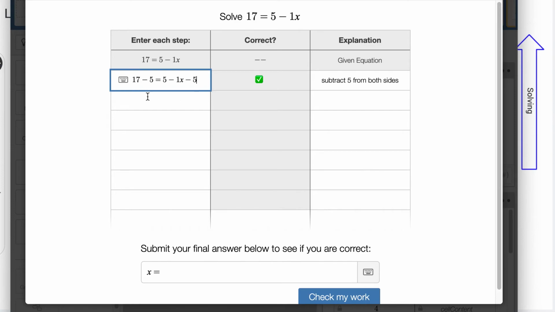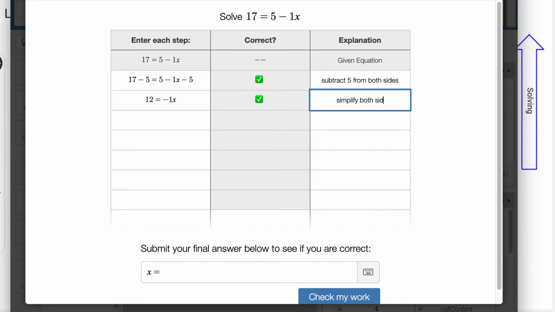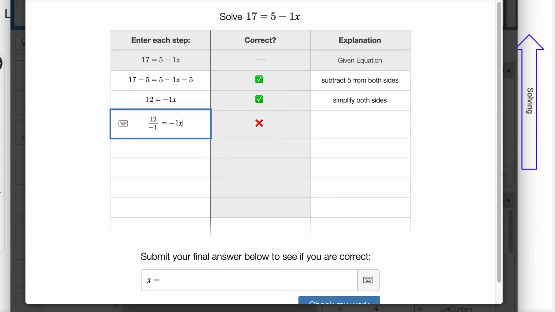Now I simplify. 17 minus 5 is 12. This positive 5 and this negative 5 cancel, and I'm left with negative 1x. Okay, I got that by simplifying both sides. Lastly, I have to get rid of this times negative 1. So I'm going to do that by dividing both sides by negative 1.